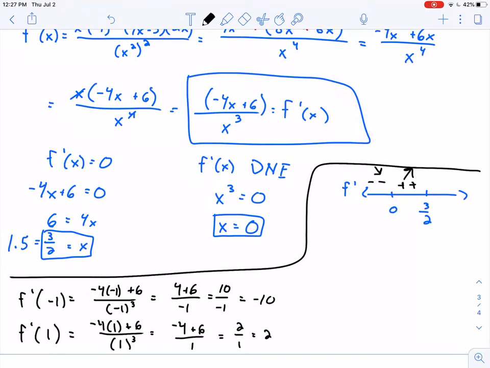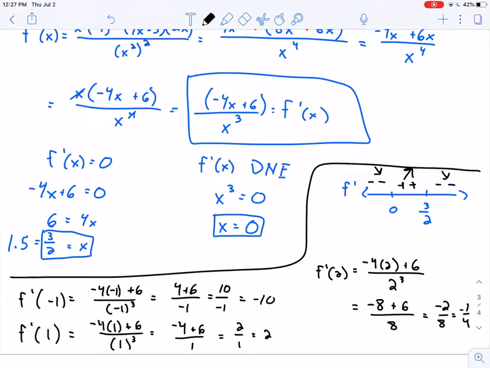Lastly, I need a number on the right-hand side of 3 halves, on the right of 1.5, so I'm going to pick 2, f prime of 2. This is negative 4 times 2 plus 6 all over 2 to the 3rd. And let's see, this is negative 8 plus 6 all over 8. Negative 2 over 8, which is negative 1/4. Our sign there is negative, so our function is decreasing.